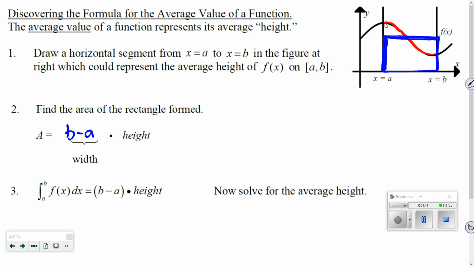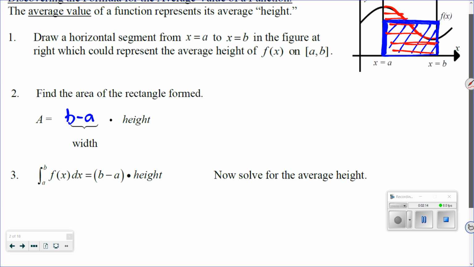If you think about this for a second, the area of that blue rectangle is actually going to be exactly the same as the area of that shaded area in red. See if that makes sense. If the height of that rectangle is the average height of all of the red figure, and the width's the same on both of them, their area is going to be the same. So we're going to use that to discover the formula.